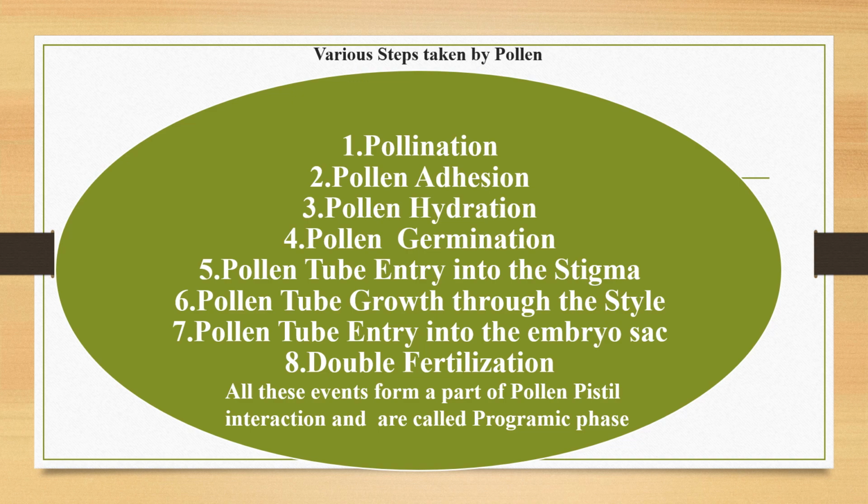So in total, various steps taken by the pollen: first, pollination. Second, addition onto the surface of the stigma. Pollen hydration, pollen germination, pollen tube entry in the stigma. It's followed by pollen tube growth through the style, then pollen tube entry into the embryo sac, then it will be followed by double fertilization. All these events form a part of pollen-pistil interaction and are called the progamic phase.